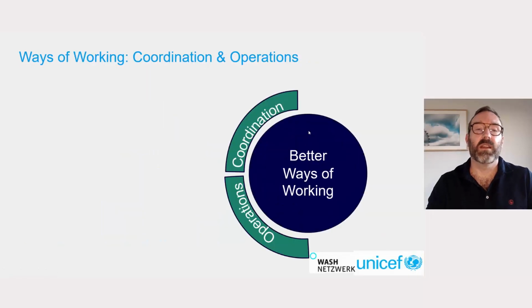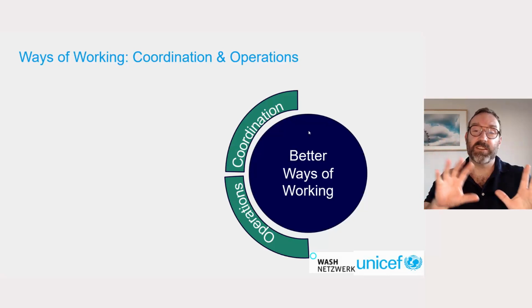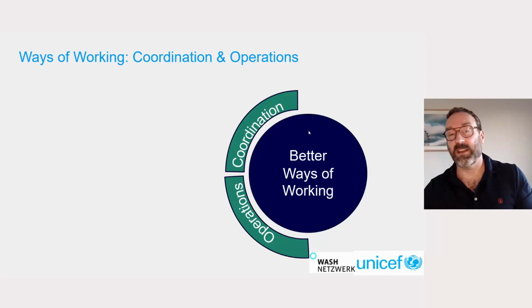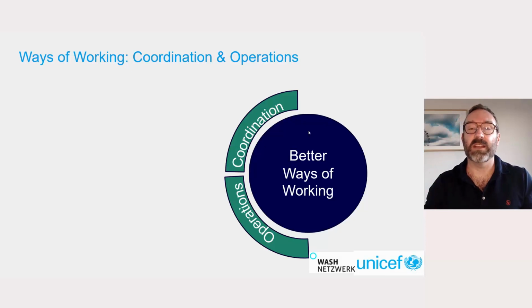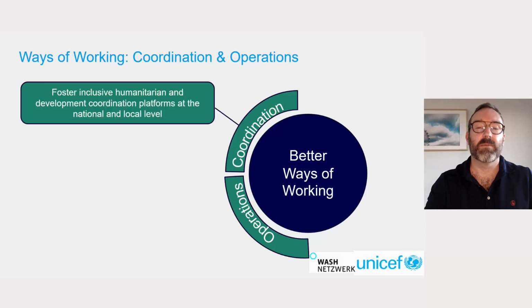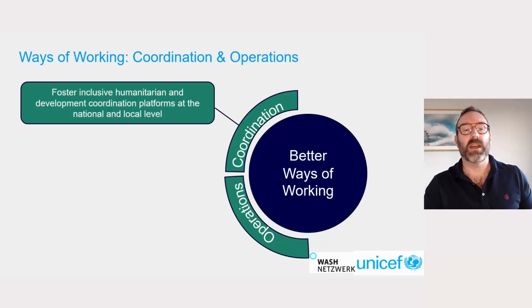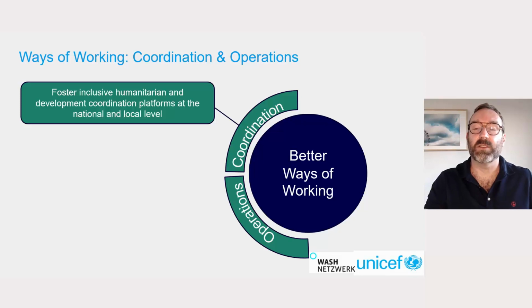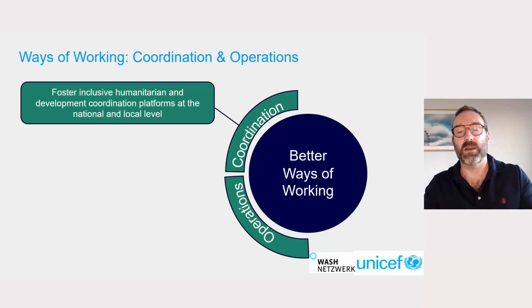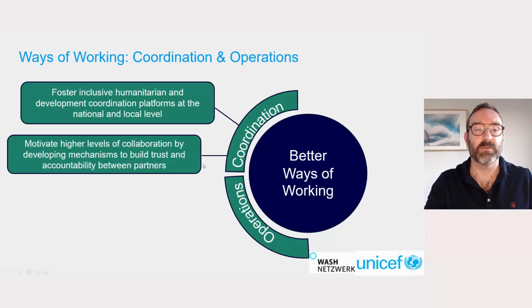So the ways of working, they can be divided up into coordination and operations on one side, and then the next slide talks about programming and financing, and this is how we come together, and it's often been a neglected part of a successful Nexus operation. So fostering inclusive humanitarian and development coordination platforms at the national and local level is the first, and this is using existing platforms where possible, but also you may need to actually build one yourself if there's not one there already. Motivating higher levels of collaboration by developing mechanisms to build trust and accountability between partners.